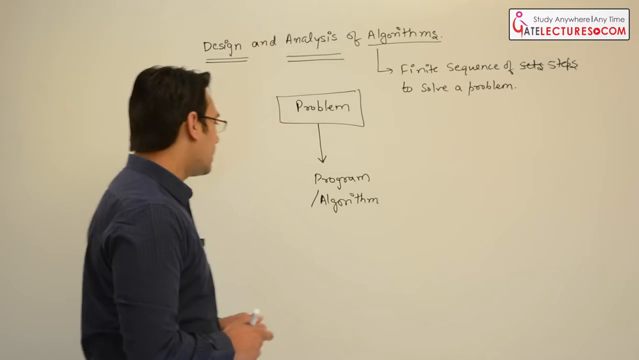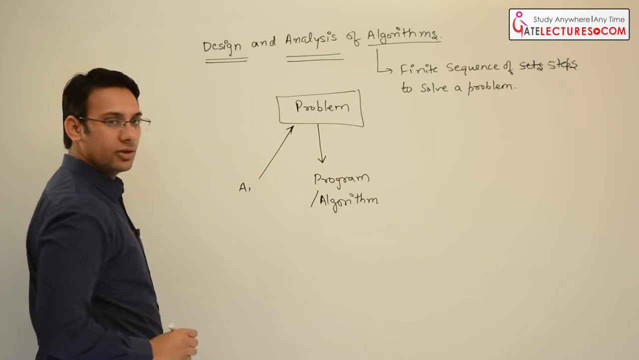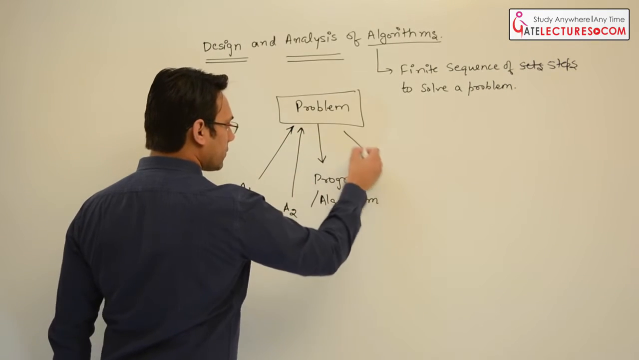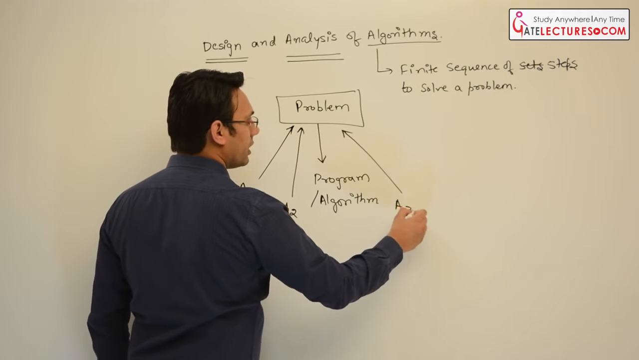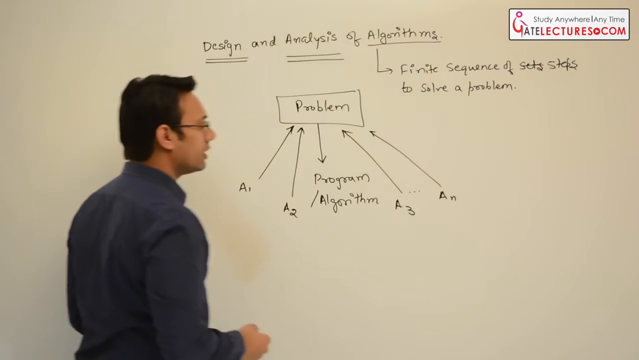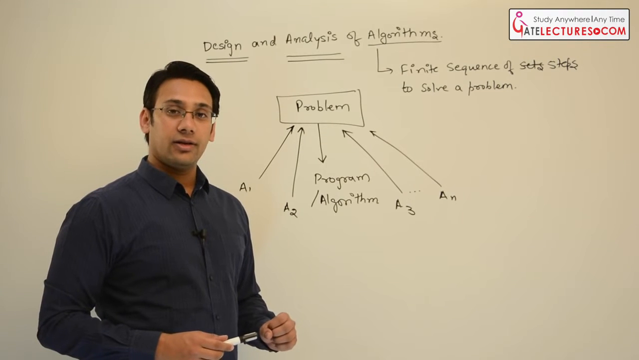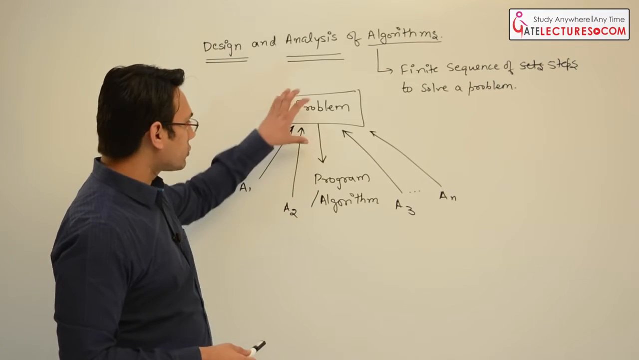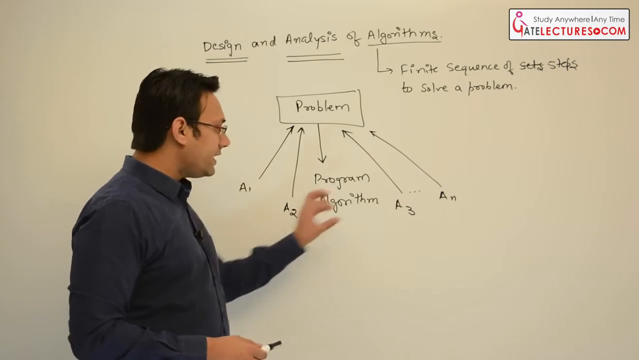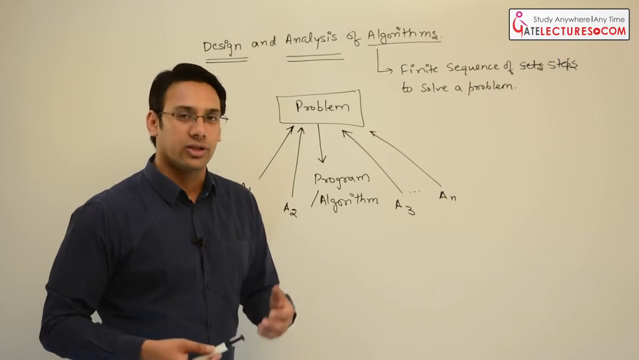Let us suppose to solve this problem I have an algorithm A1, an algorithm A2, an algorithm A3, and some algorithm, let us suppose AN. But now the question arises, if to solve this problem you have these algorithms, which algorithm is best, or which algorithm is better as compared to the other one?